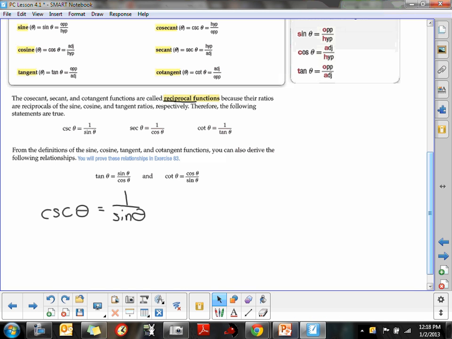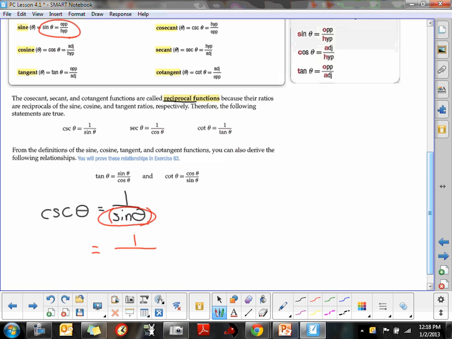What I'm going to do is a replacement. I'm going to substitute for sine of theta what sine of theta is defined to be. The sine of theta, by definition, is the opposite over hypotenuse. So I'm going to replace it with the opposite over hypotenuse concept. It is the opposite side divided by the hypotenuse. And then we get a complex fraction.